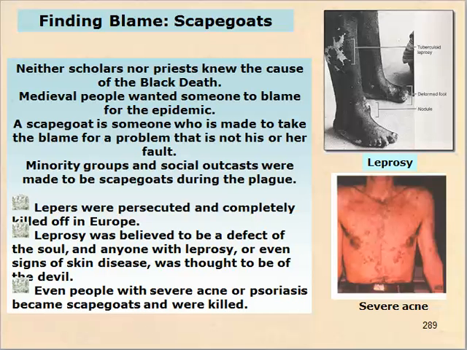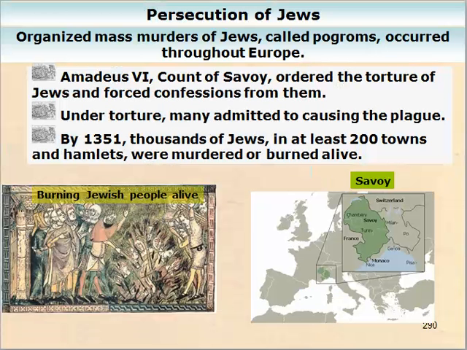Even people with severe acne became scapegoats and were killed. Organized mass murders of Jews called pogroms occurred throughout Europe. They are going to go on a long time in Europe and even into Russia prior to World War One.